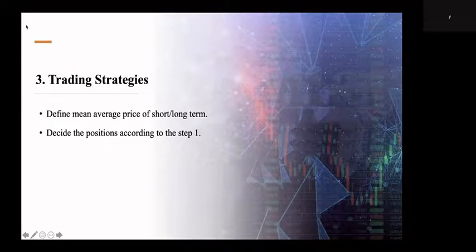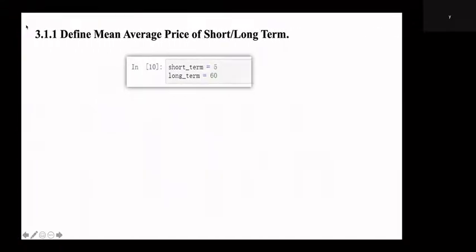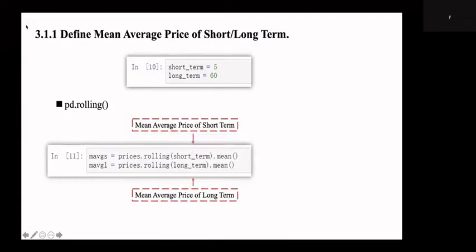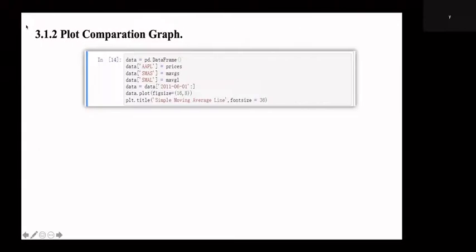Next is the trading strategies, which covers defining the mean average price of short and long-term moving averages, and then deciding what position to hold based on this. So first, we will define short-term and long-term to 5 and 60 respectively. After that, we'll apply the rolling function of pandas to create a mean average price in the rolling dimension. Then let's plot a comparison graph.